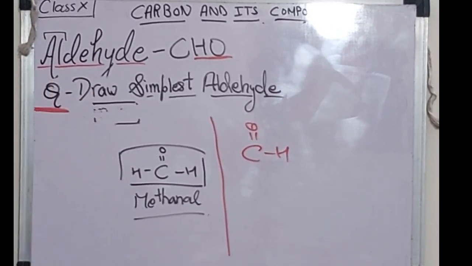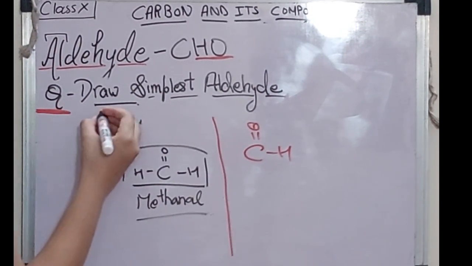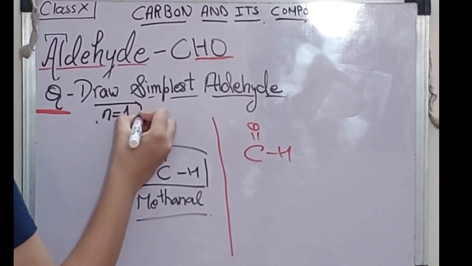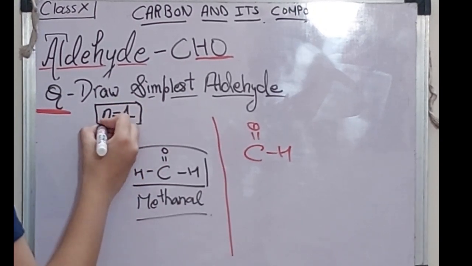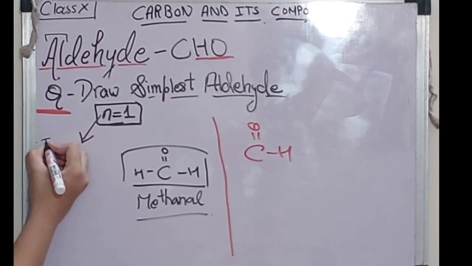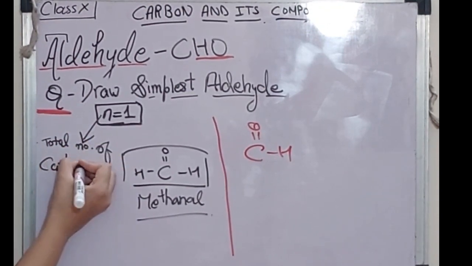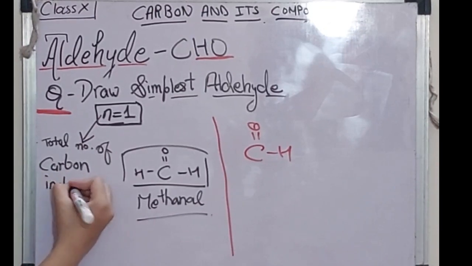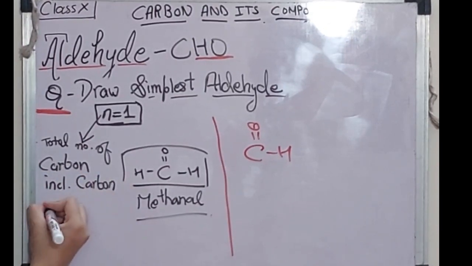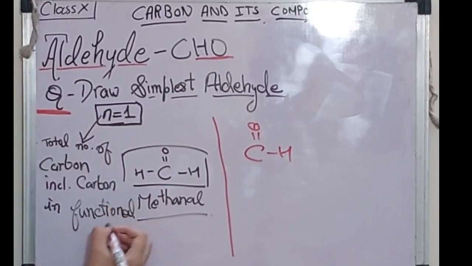Just remember, what will the simplest aldehyde be? One carbon. Simplest aldehyde will have one carbon. Actually, you know what? Just remember it as N is equal to 1. No 0 but 1. So N refers to the total number of carbon including carbon in functional groups.